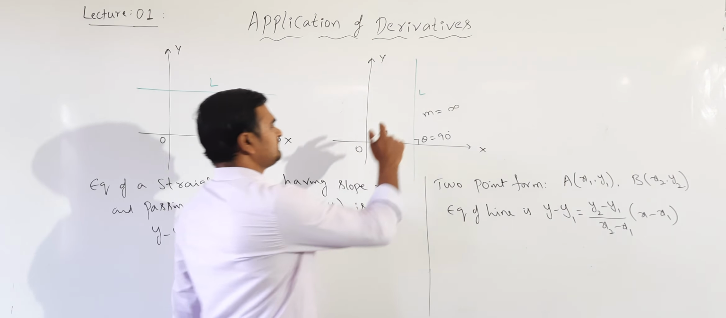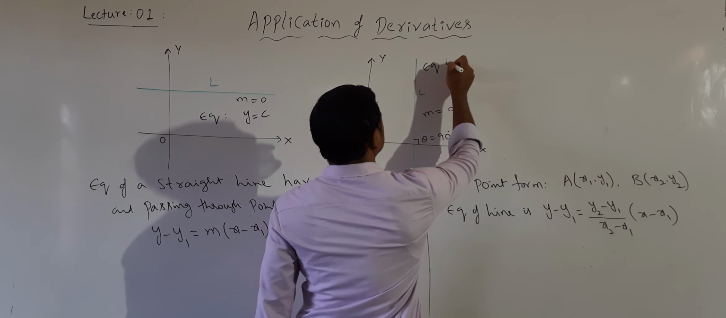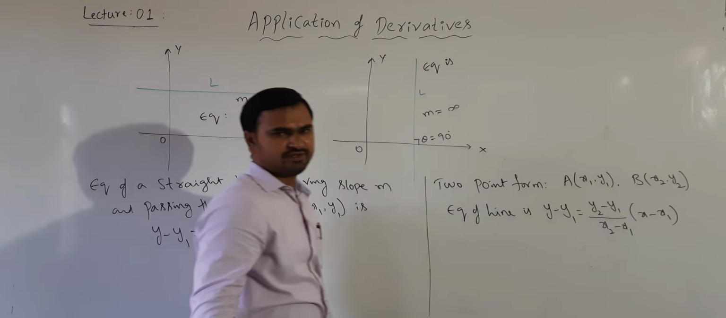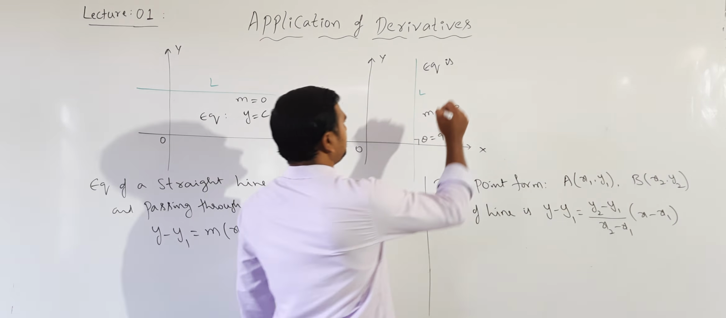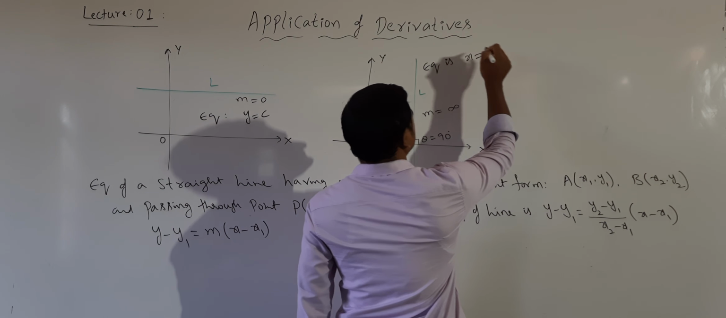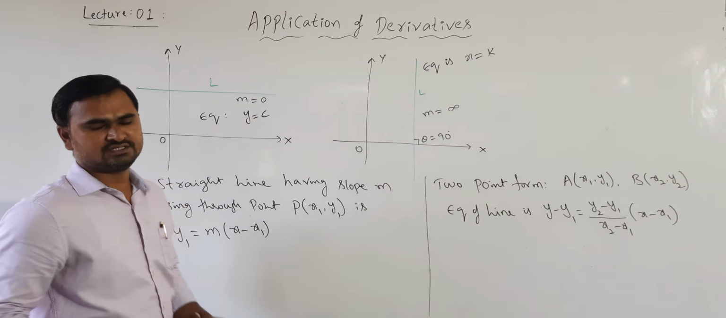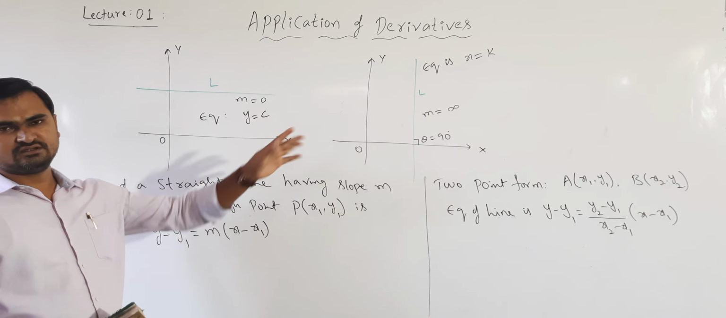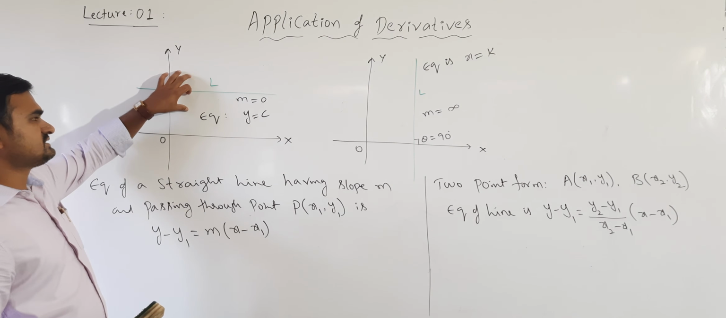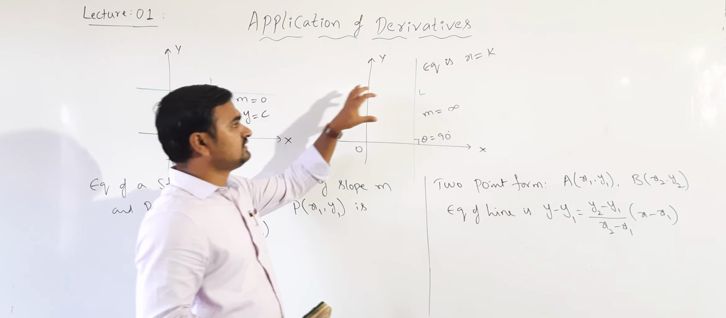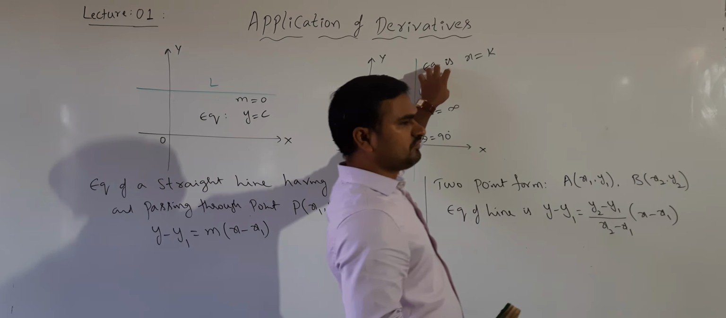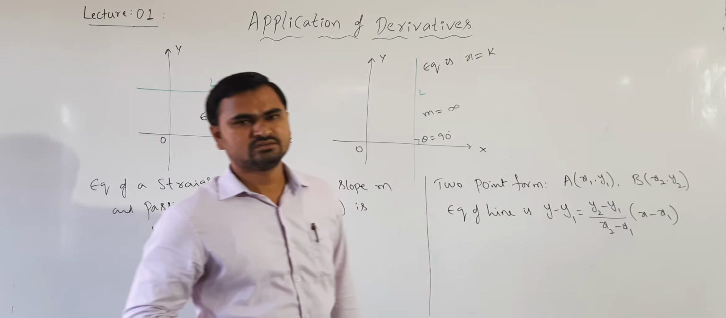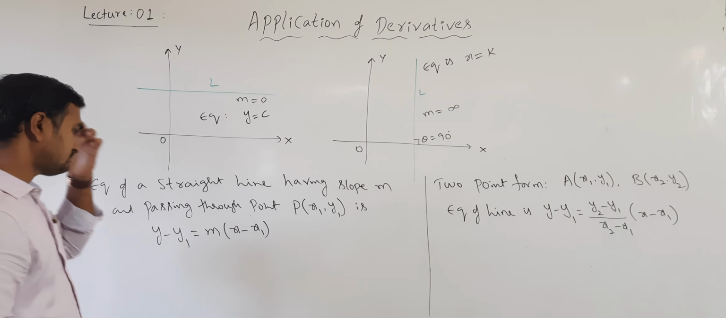Next, the equation of a vertical line. The equation of any vertical line is of the form x equal to a constant. All these equations we already studied in the first year. The equation of a horizontal line is y equal to constant, and the equation of a vertical line is x equal to constant.